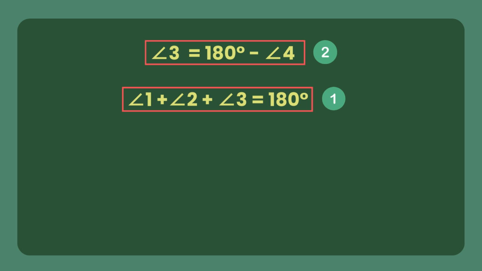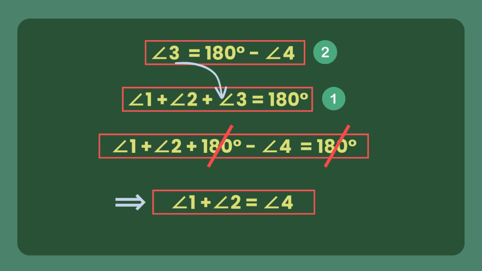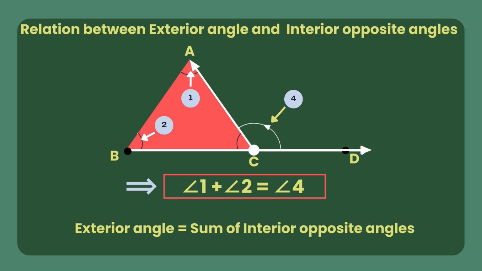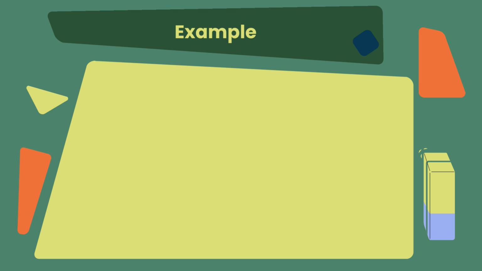Now we will be substituting the value of angle 3 from equation 2 and using it in equation 1. On solving, we get that angle 1 plus angle 2 is equal to angle 4. Great! We have therefore derived the relation between these three angles. This derivation proves that the exterior angle of a triangle is always equal to the sum of its two interior opposite angles. Now that you have learned about the exterior angle property, let us see a solved example to use the property we have just learned.